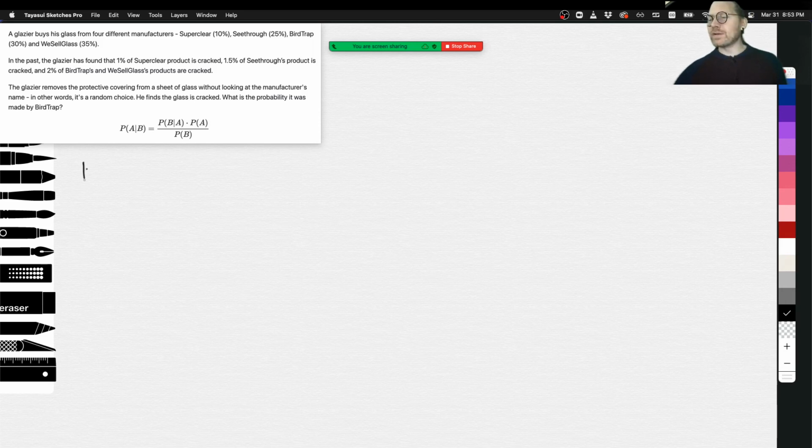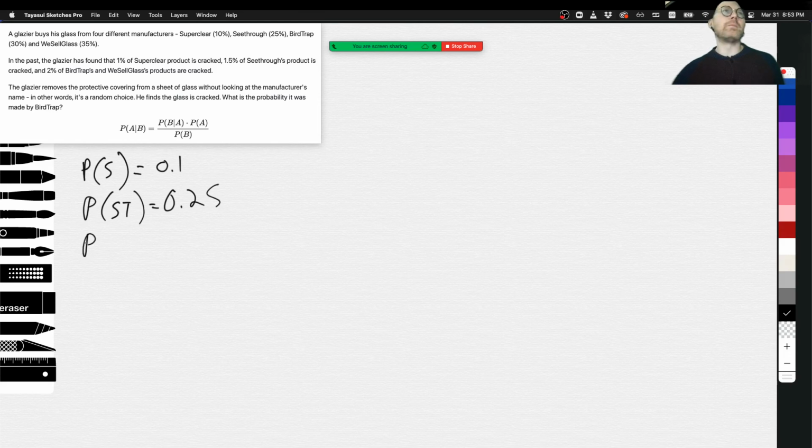I'm just going to say see-through, super clear is S, okay? And that is 0.1, right, 10%. And then I'm going to call see-through ST, just to have these be easy. So that's 0.25. And then bird trap, I'm just going to do B. Probability of bird trap is 0.3. And then the probability of we sell glass is 0.35.